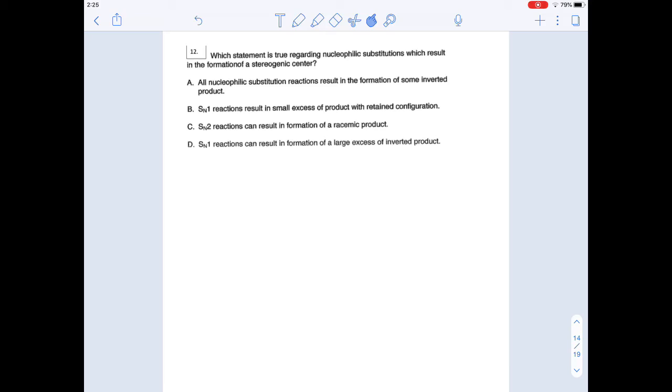So looking at D, SN1 reactions can result in the formation of a large excess of inverted products. This is the exact same thing as B. Basically, you're not going to have any excess of one product or another. There's a fair shot of either. So you're going to have a racemic mixture of inverted and ones with the same configuration. So the answer to number 12 is going to be A.